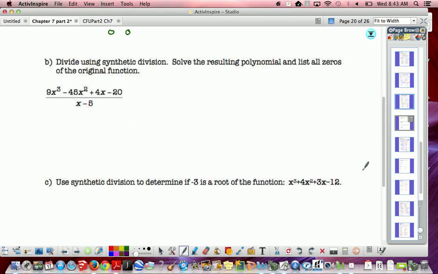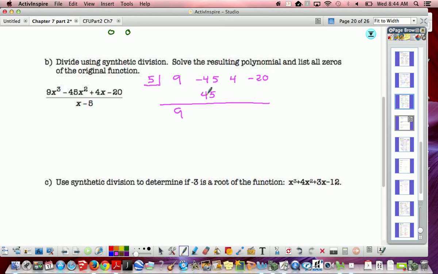All right, B says using synthetic division, solve the resulting polynomial and list all of your original zeros. Well, we know that this is a factor, so we know we can get a 0 there, so remember we do the opposite. So I go 5. Then I write all the coefficients across. So 9, negative 45, 4, and negative 20. Draw a line. You always bring the first term down. So I bring down a 9.